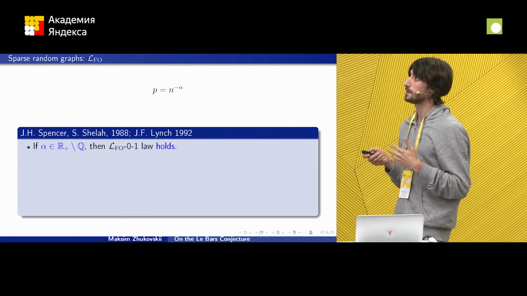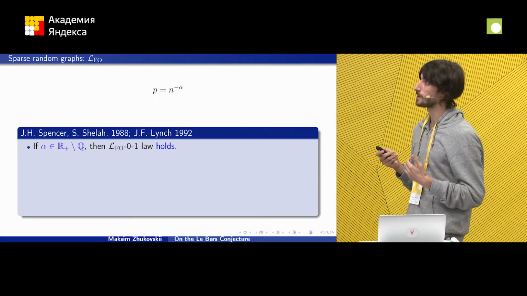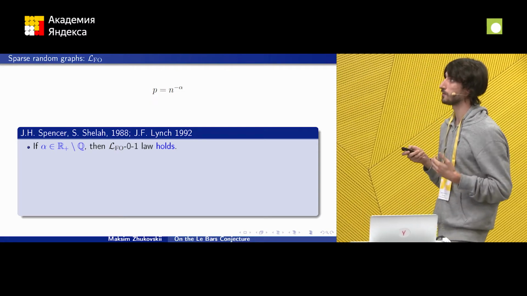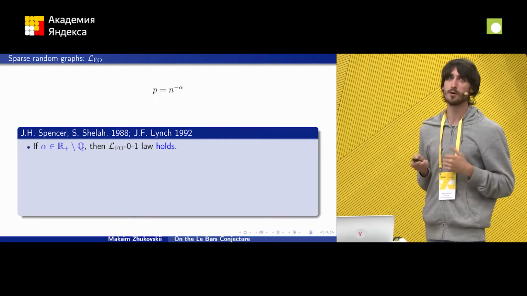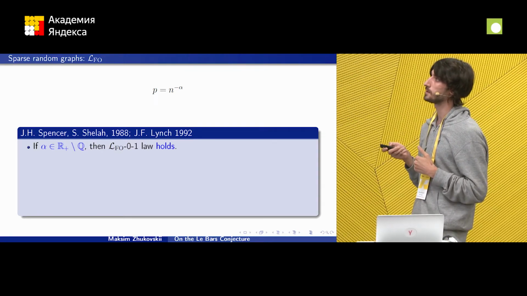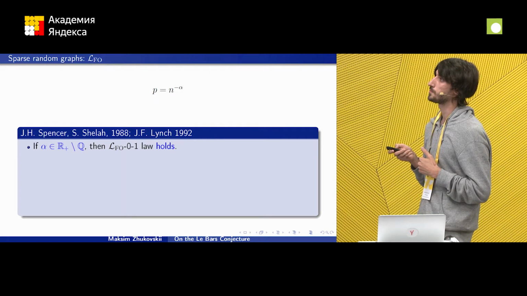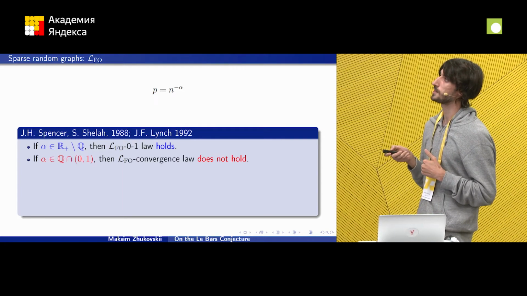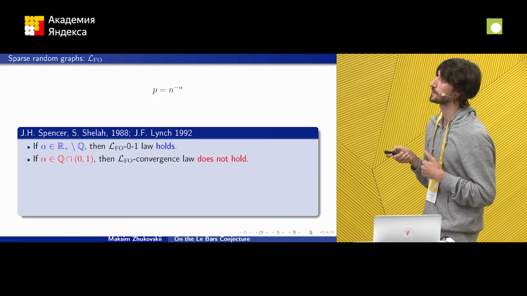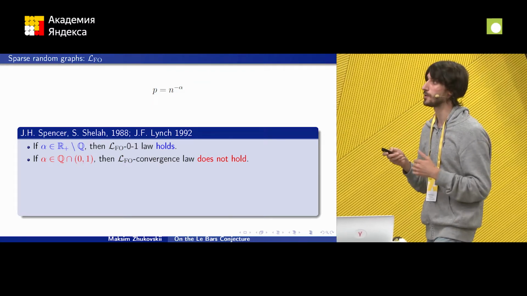We can consider p as a function of n, for example n to the power minus alpha, where alpha is constant and positive. Then, most of these results were proved by Spencer and Shelah, and one of these results was proved by Lynch. So I give it in one theorem.